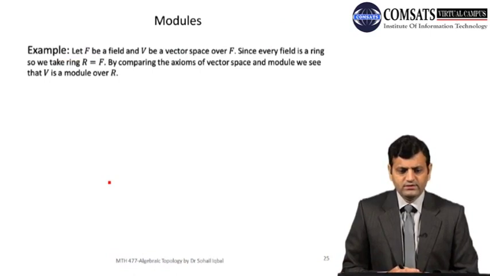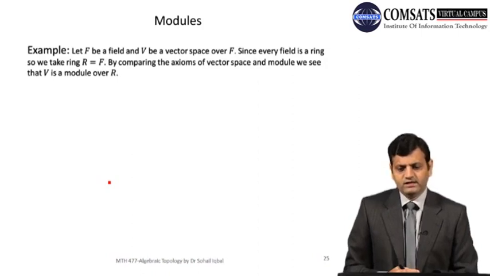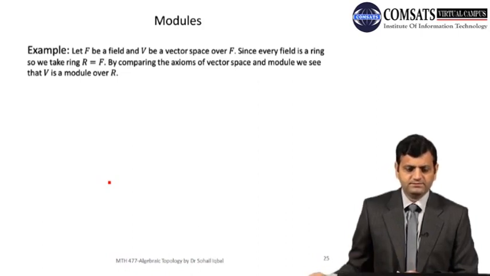So if F is a field and V is a vector space over F, and since every field is a ring, as we have already seen, we can take the ring R to be F, and by comparing the axioms of vector space and module, we see that V is a module over R. As I have said earlier, in the definition of module we are requiring exactly the same conditions as the axioms of vector space. Of course, if R is a ring with identity, then they become exactly the same. So in other words, we can say that a vector space is also a module over its base field.